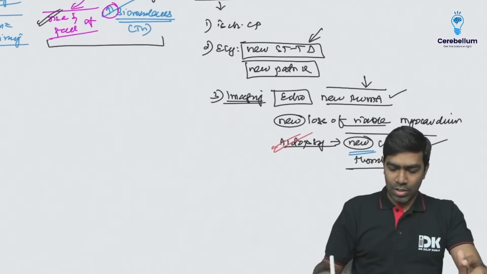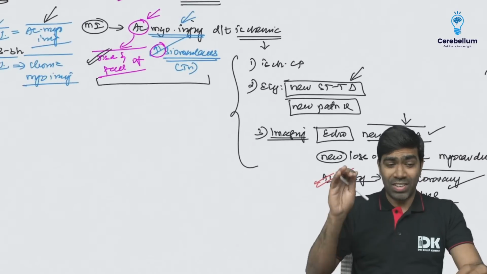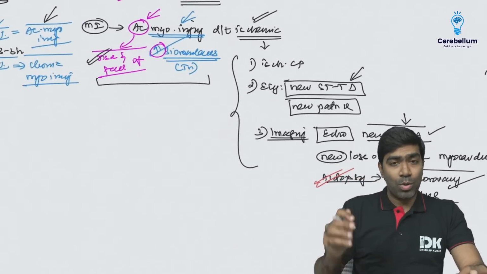So this is the criteria. What you have to prove is that the patient is having acute myocardial injury, and you have to prove that it is due to ischemia.